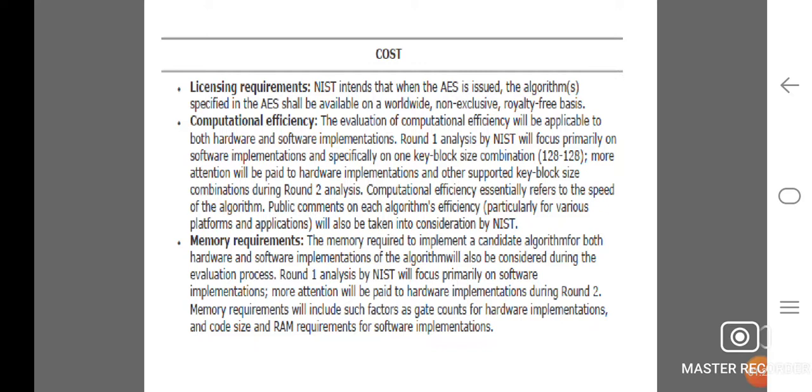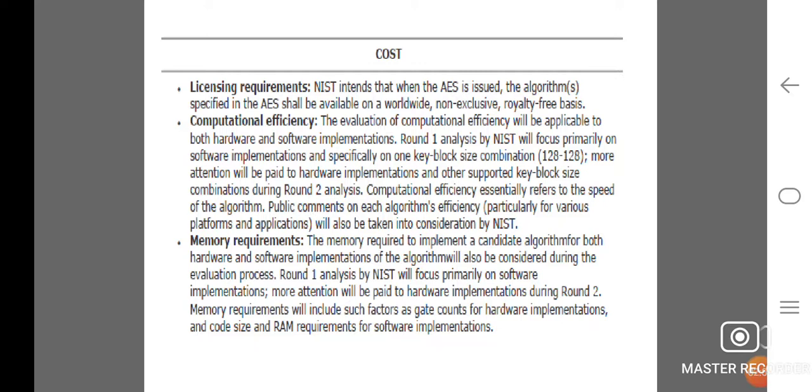In computational efficiency, the evaluation will be applicable to both hardware and software implementations. Round 1 analysis by NIST will focus primarily on software implementations and specifically on one key-block size combination, that is 128 to 128. More attention will be paid to the hardware implementation part and other supported key-block size combinations during Round 2 analysis.